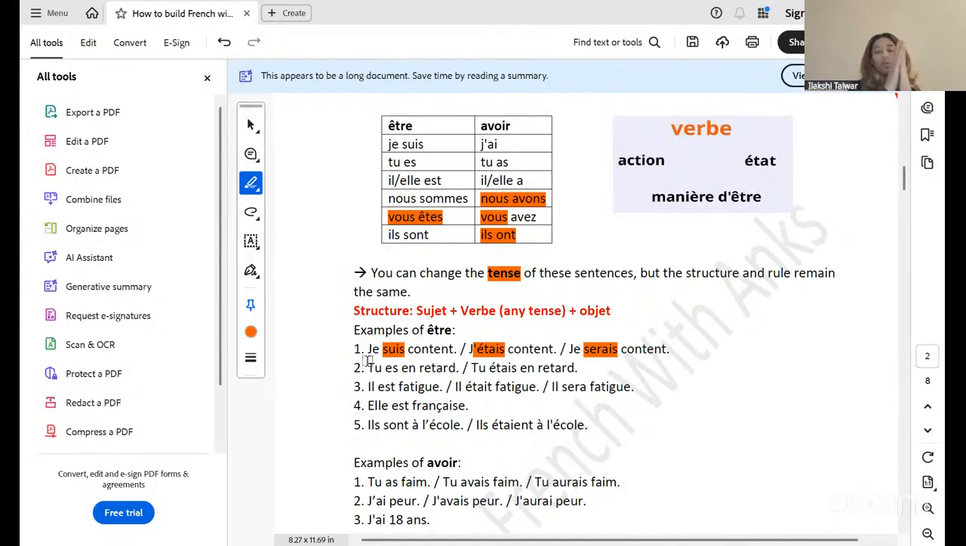So, je, which is your subject, followed by your verb, which is être, followed by your object. So, je suis content. J'étais content. I was happy. Je serai content. I will be happy. The structure, however, remains the same.